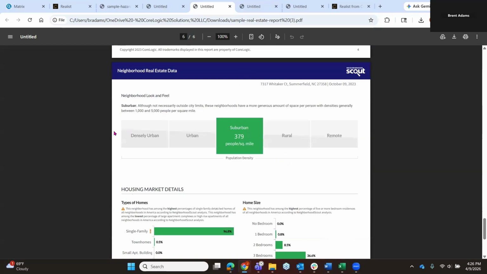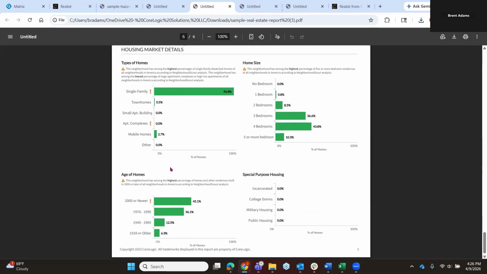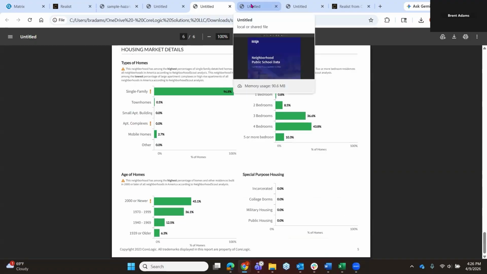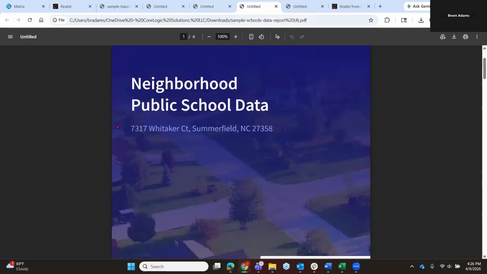And we'll let you know information about the neighborhood, the housing market details. Is it mostly single family? Is it mostly 2, 3, 4, 5 bedrooms? And how old are these properties too? So those are some of the ones that I think give a lot of the insight into these properties. I will point out there are a couple of other reports too.